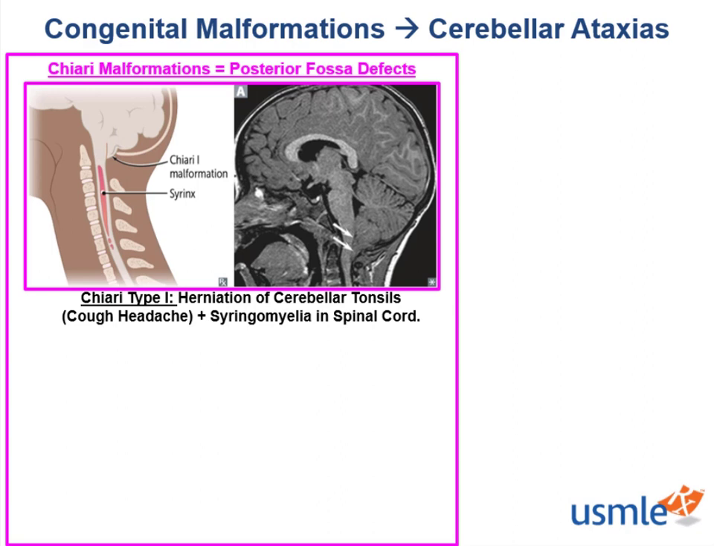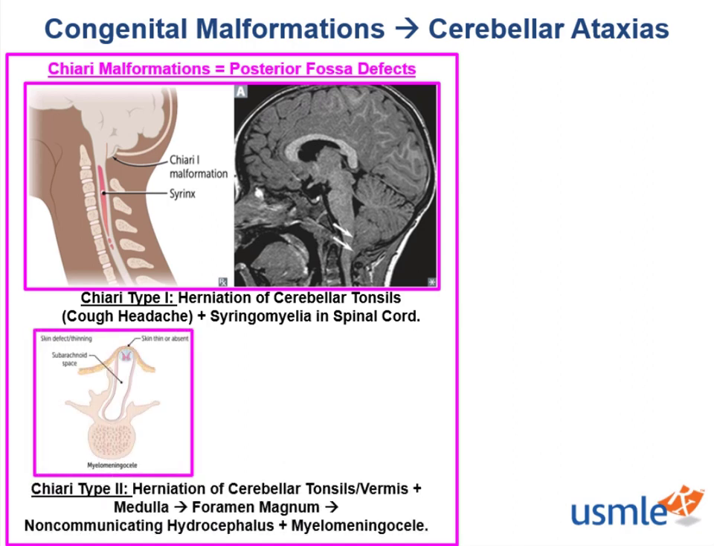In a Chiari type 1 malformation, the cerebellar tonsils are herniated, indicated by the arrows, leading to a headache that is classically worsened by coughing. The patient may also have syringomyelia, a syrinx, a cyst in the spinal cord. In a Chiari type 2 malformation, the cerebellar tonsils, vermis, and medulla herniate through the foramen magnum, causing non-communicating hydrocephalus by obstructing the fourth ventricle.